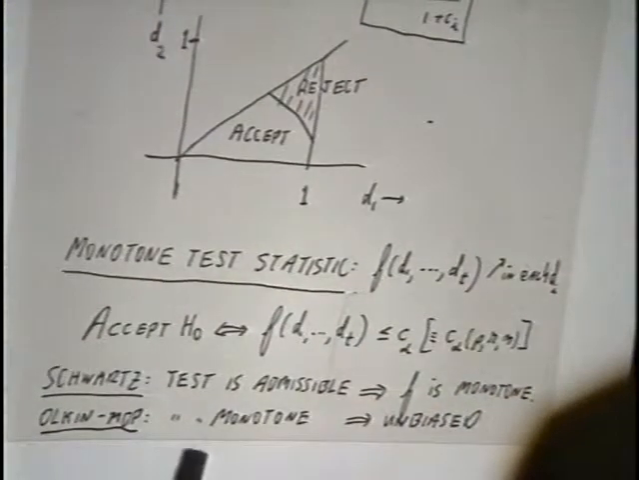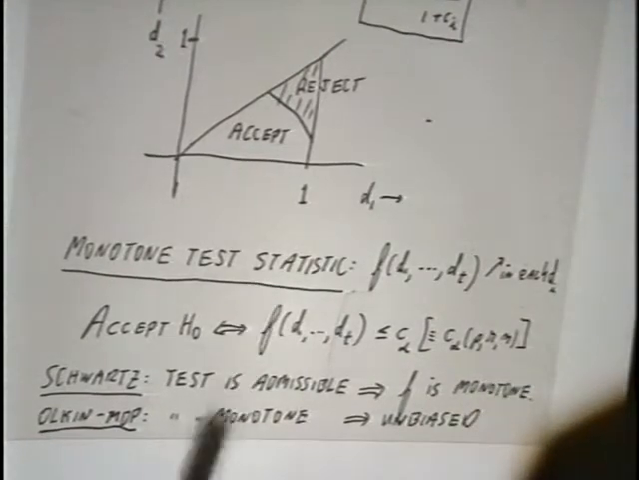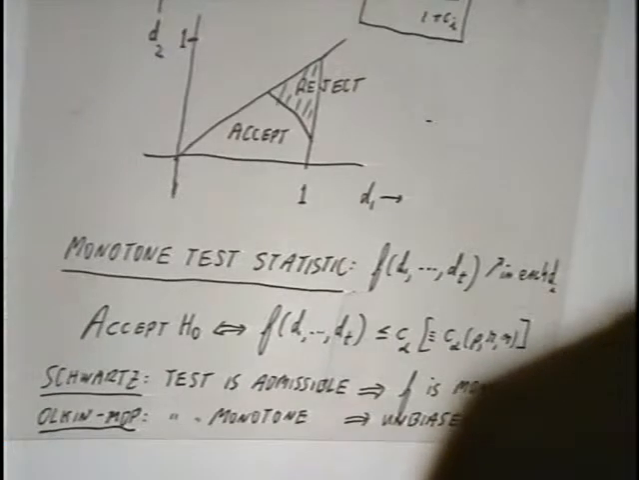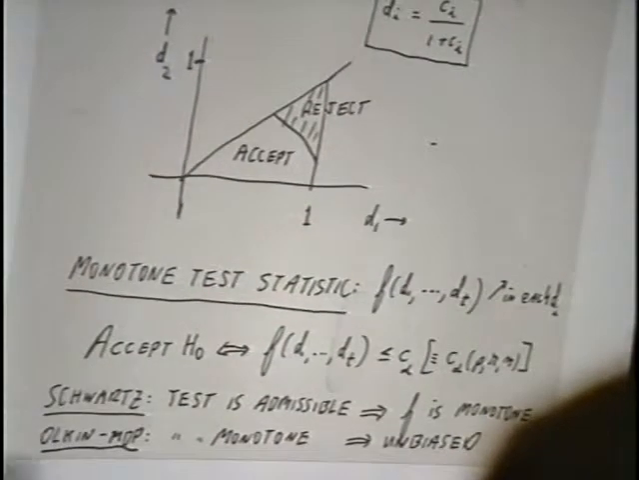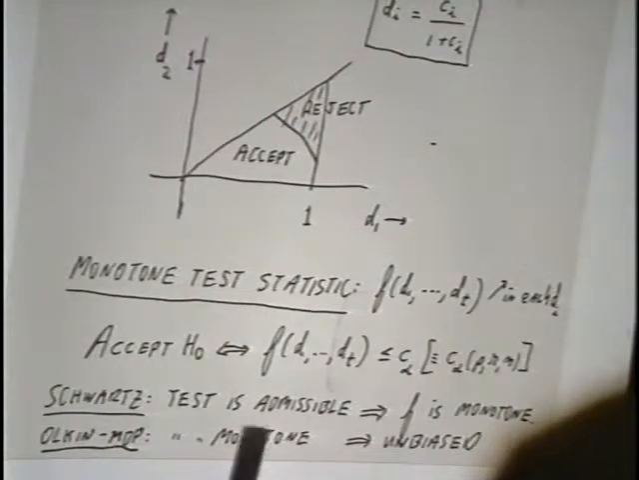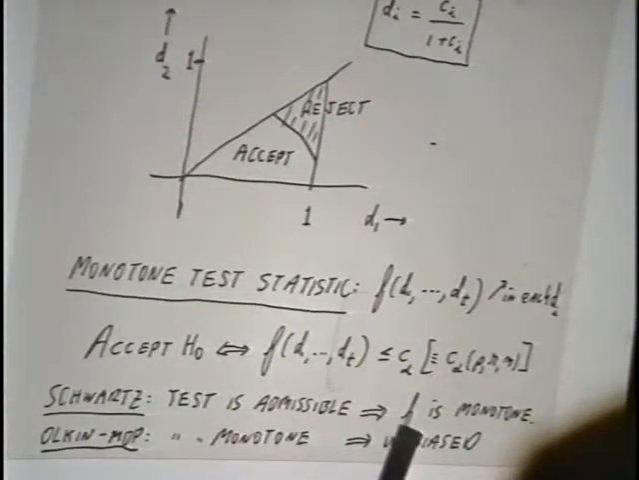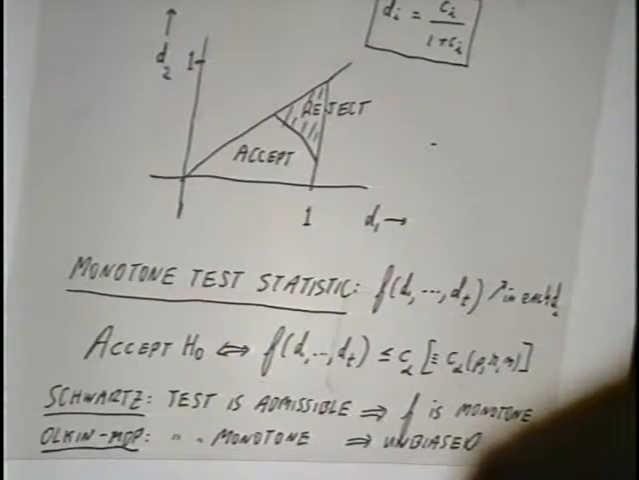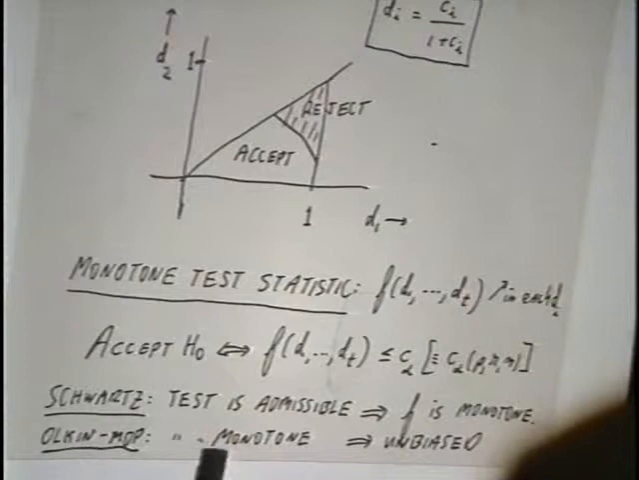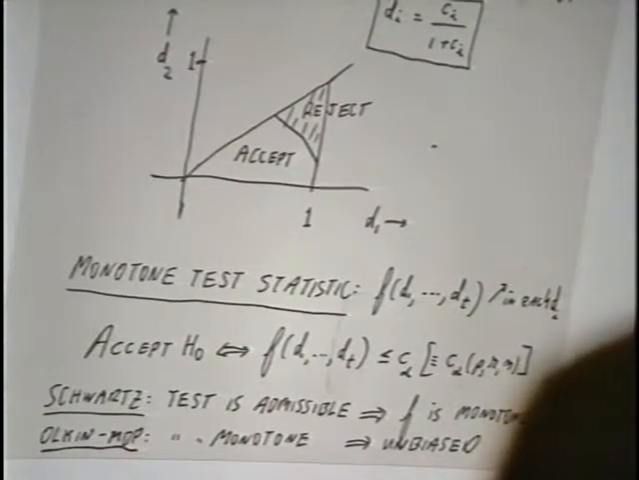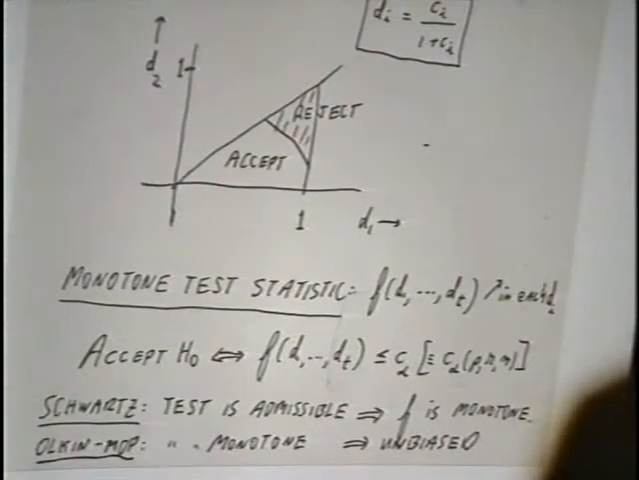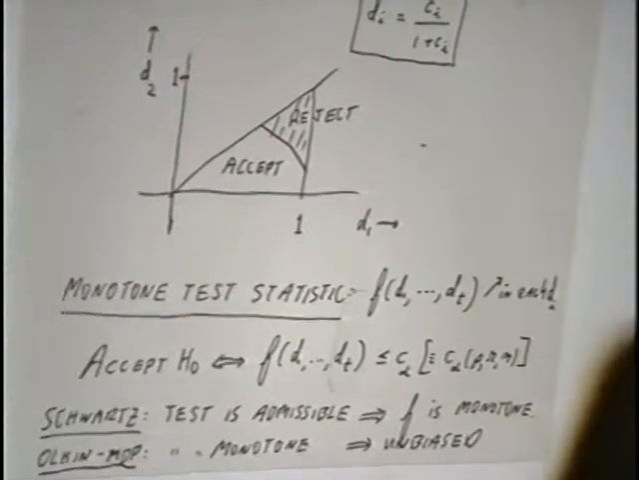Now, the reason we can restrict consideration to monotone test statistics, which lead to monotone acceptance regions, is due to a result of Richard Schwartz in the mid-60s, a student of Jack Kiefer. If a test of this problem is admissible, then the acceptance region must be monotone. Ingram Olkin and I later proved that any monotone acceptance region is unbiased. So all admissible tests are unbiased. Restricting consideration to admissible tests implies you can restrict consideration to monotone acceptance regions.